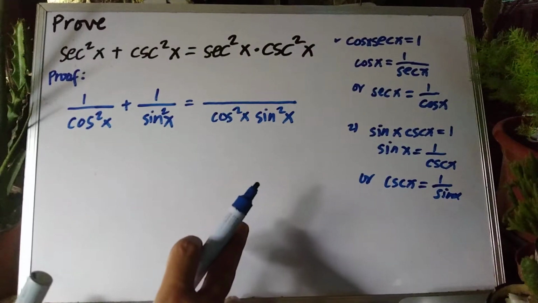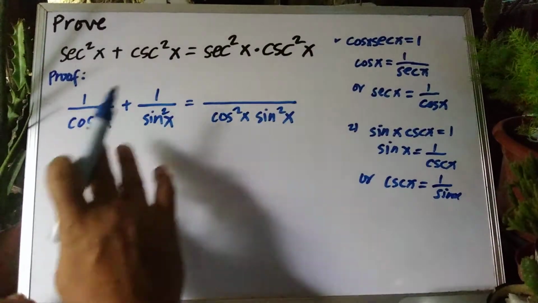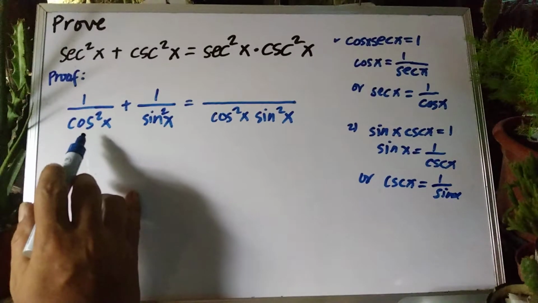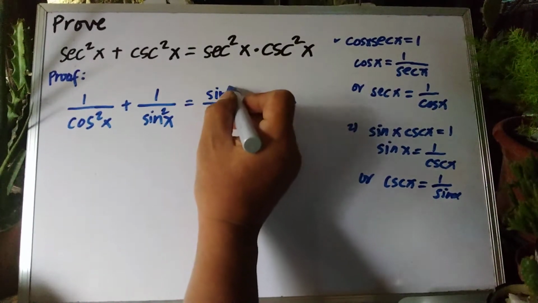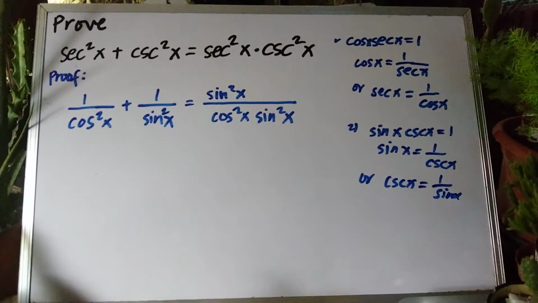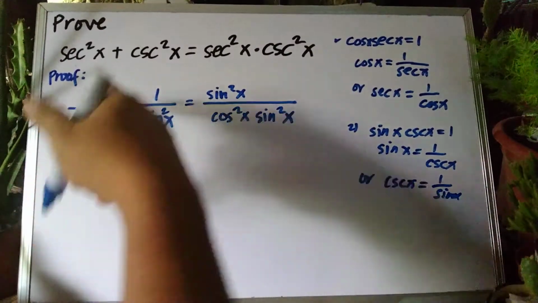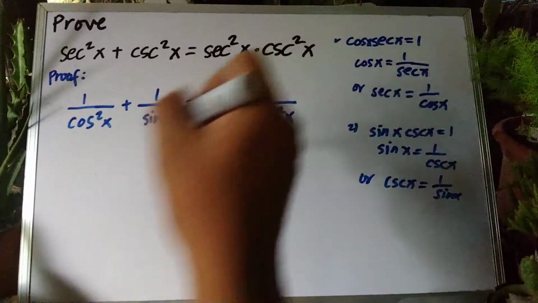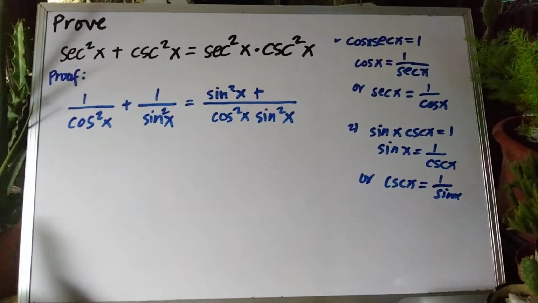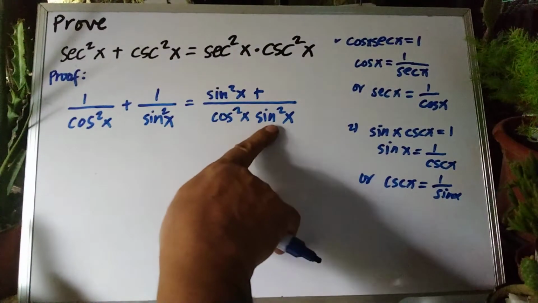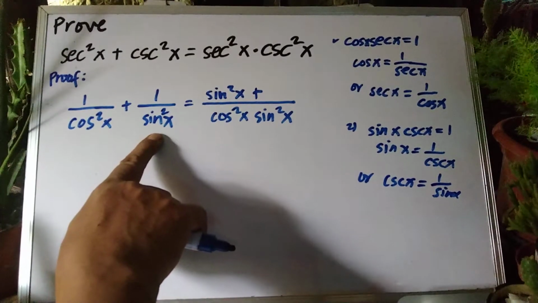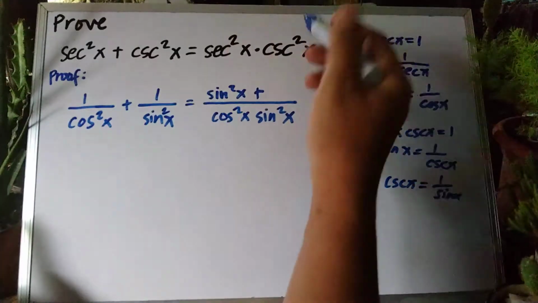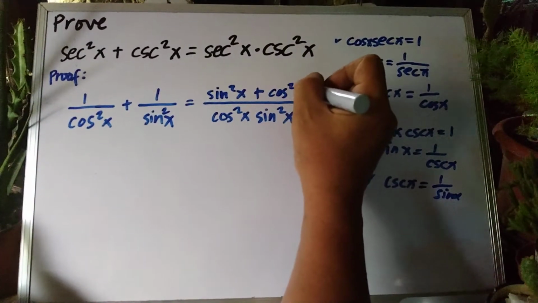Okay. So, LCD, i-divide natin sa first denominator na cosine squared x, is sine squared x. Times 1, you have sine squared x. Kasi plus dito, so plus din ang isulat natin. Okay, next. LCD, i-divide natin sa second denominator. Ang matitira is cosine squared x. I-multiply natin sa 1, so cosine squared x lang yan.